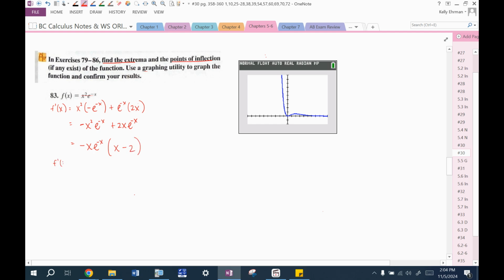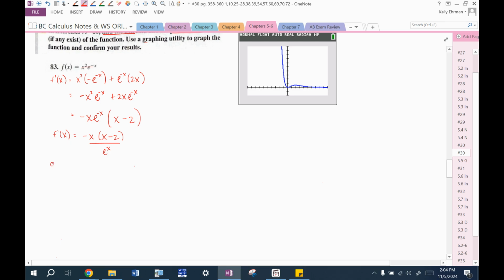And then finally, because I want to consider undefined values too, let's move the e to the negative x down to the denominator, so it's just e to the x. All right, so what are the critical numbers where we might have relative extrema? It's where f prime equals 0, so x equals 0 or 2. Is f prime ever undefined? Is e to the x ever equal to 0? No, you can't take a non-zero base number and raise it to an exponent to get 0. Or similarly, you can't take the natural log of 0 if you want to solve for that. So there are no undefined values for f prime.